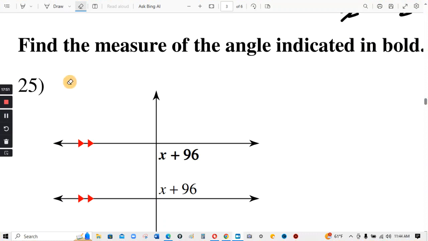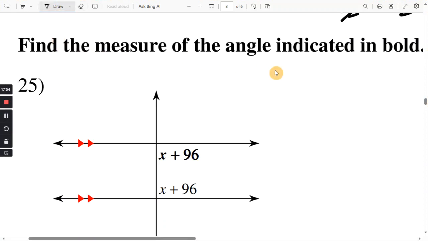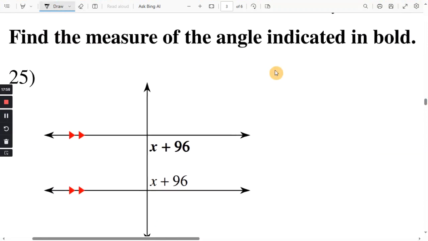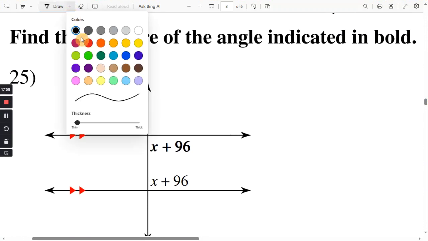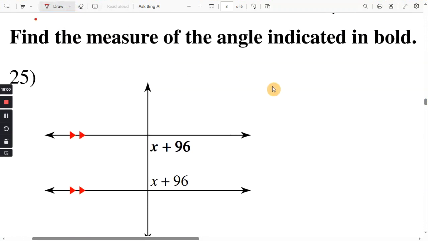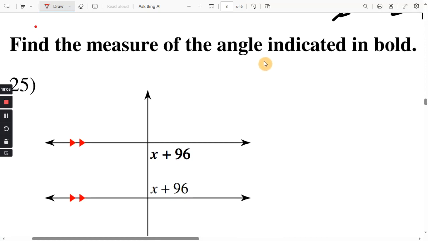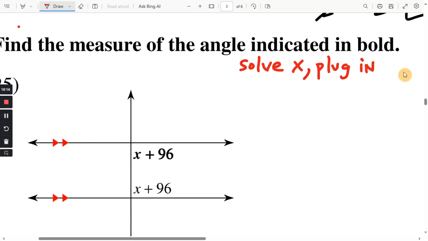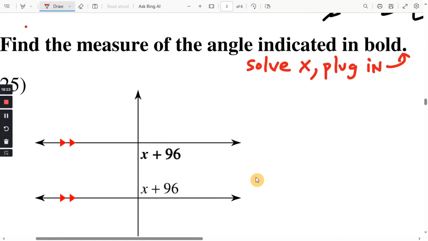All right, last section. They want us to find the measure of the angle indicated in bold. So it's pretty simple. It's the same as above. Okay, we're going to solve for x, just like we did above. But there is one final step at the end, and you have to plug it in. Okay, which one do you plug it into? Well, you plug it into the one that's in bold, because that's the one that they want, the one that is in boldface.